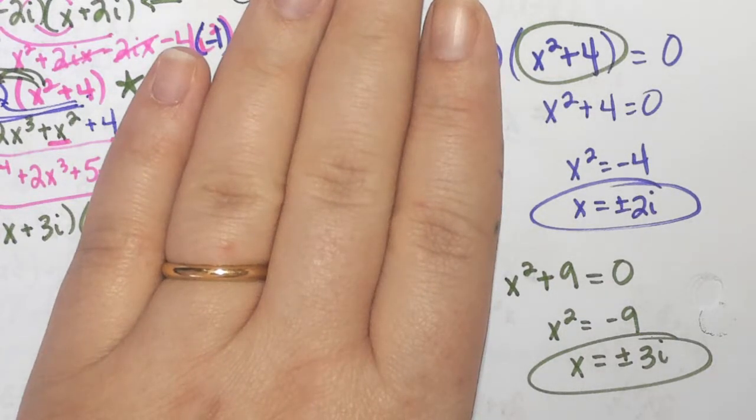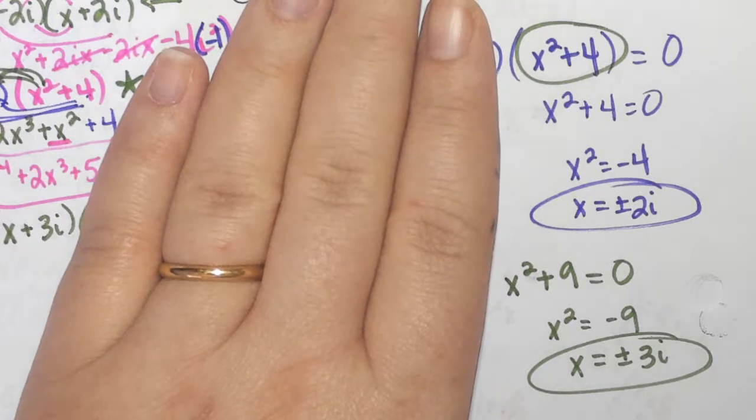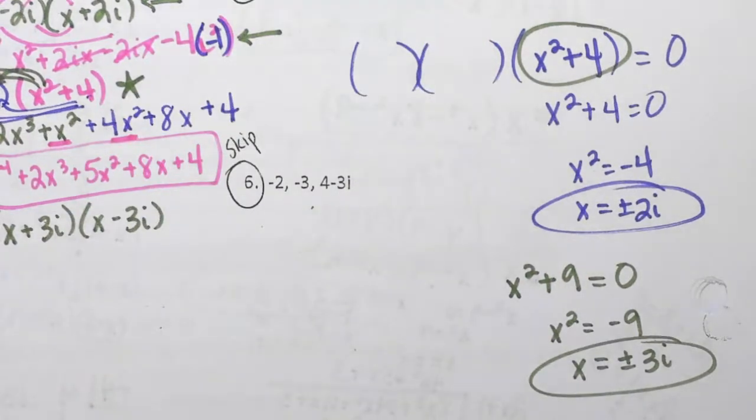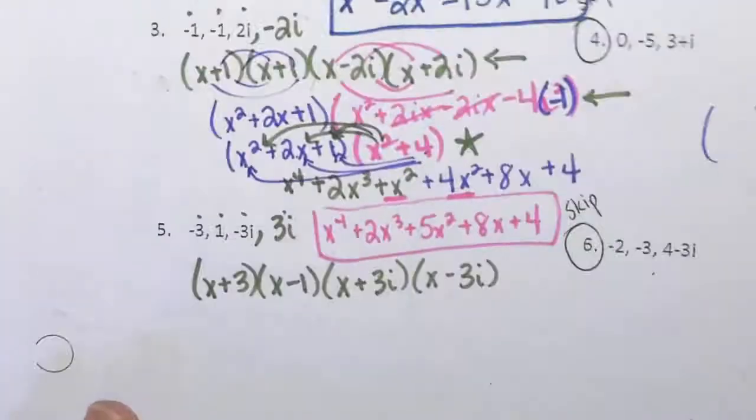So for instance, if I had a plus or minus 4i, I know it would be x squared plus 16. If I had plus or minus 5i, I know it would be x squared plus 25. I just got to know which square it is. It's x squared plus 36 for plus or minus 6i. I got this. But if you don't got this, ain't nobody mad at you for working it out long ways.